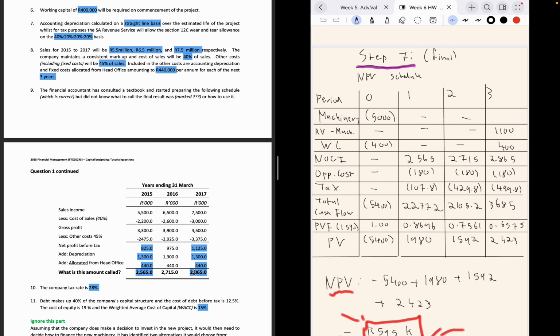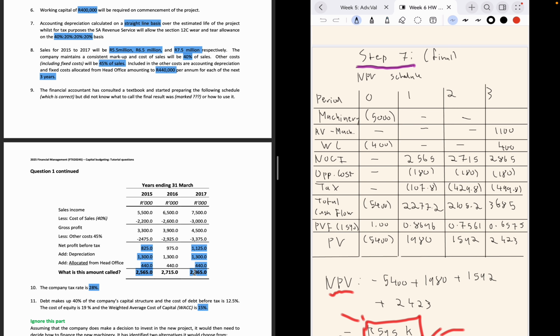We just keep what we retained in year zero. So the net operating cash inflows, 2565, they gave that to us. The opportunity cost, we calculated that, but it's very simple. The tax, we calculated it. So just note op cost and tax are both negative. So that gives us our total cash flow of 2277.2.